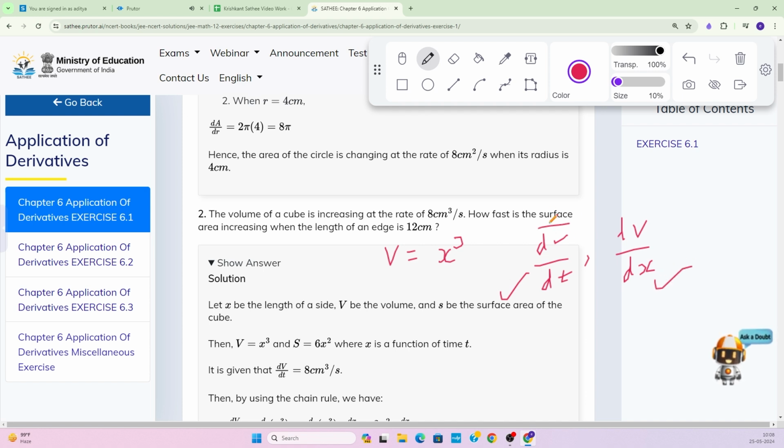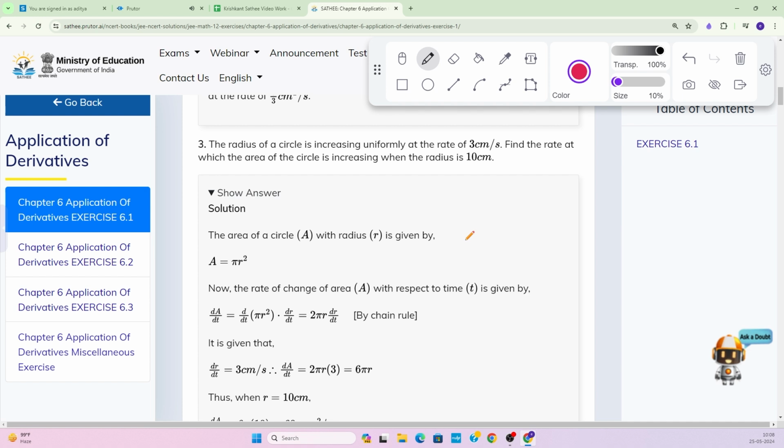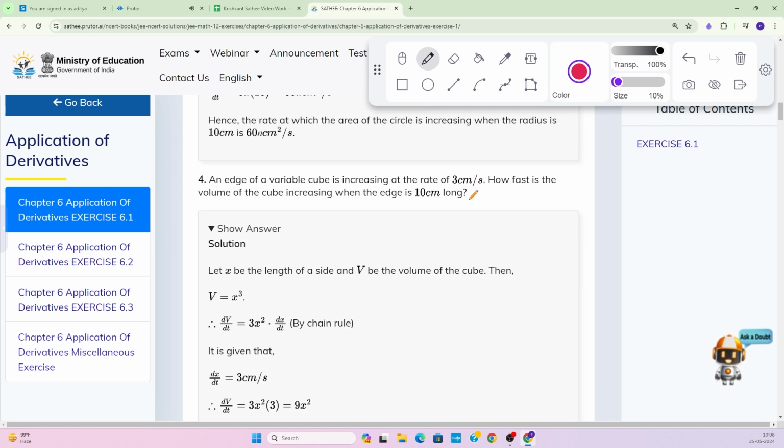Also, you must know the surface area. The surface area is the sum of the areas of each face. How many faces do you have? 6. Six multiplied by each face area, x square. So this will be your surface area, and you must also know this formula. Now the third says the same thing about area: according to the question, you have to find either dA by dt or dr by dt. Also, now cube, you all know cube.